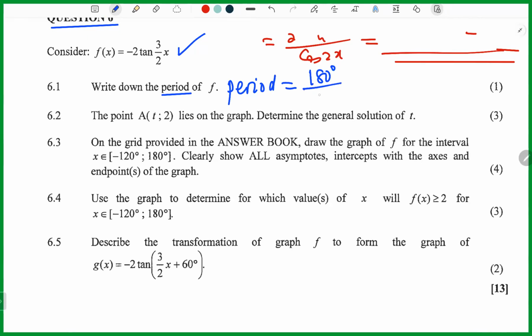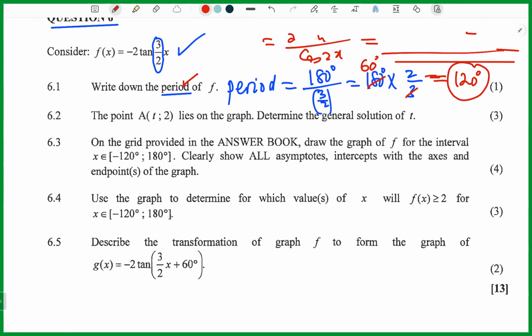Right, so the period at this point is always given by 180 degrees for the tangent, but you divide it by this. So you divide by 3 over 2, which means it is going to be 180 degrees multiplied by 2 over 3. And then you simplify these. 3 goes into 180 60 times. And therefore you multiply that by 2, and the result is 120 degrees. So the period is exactly 120 degrees there.